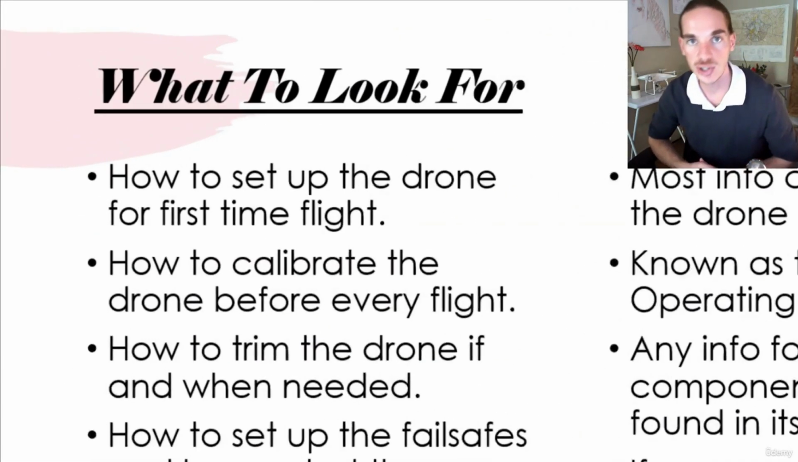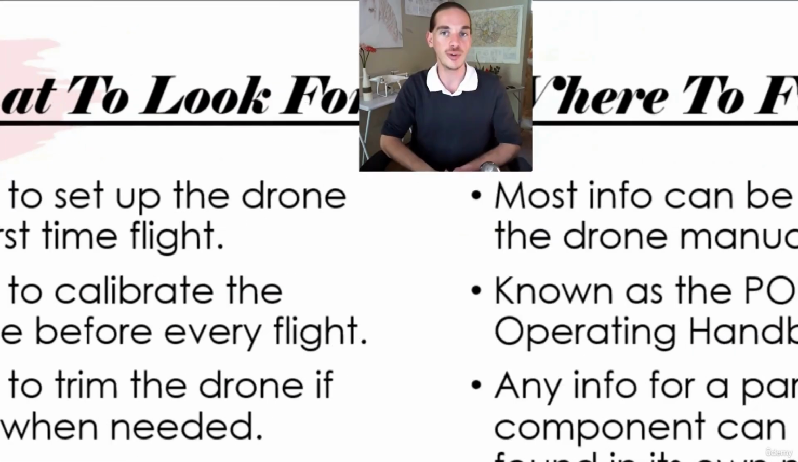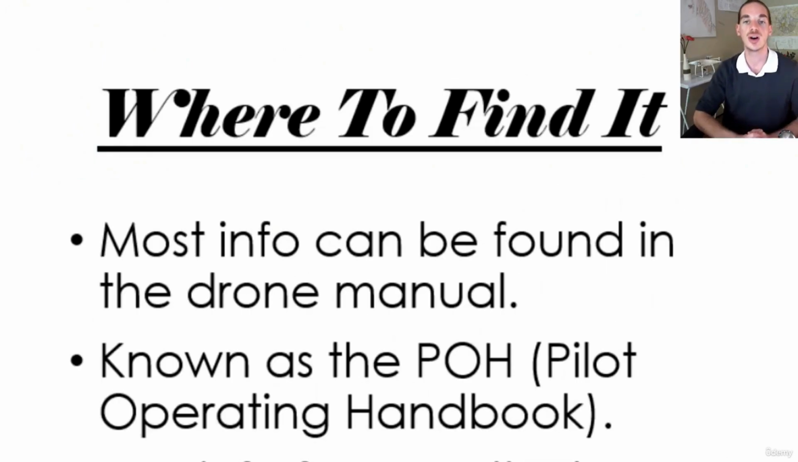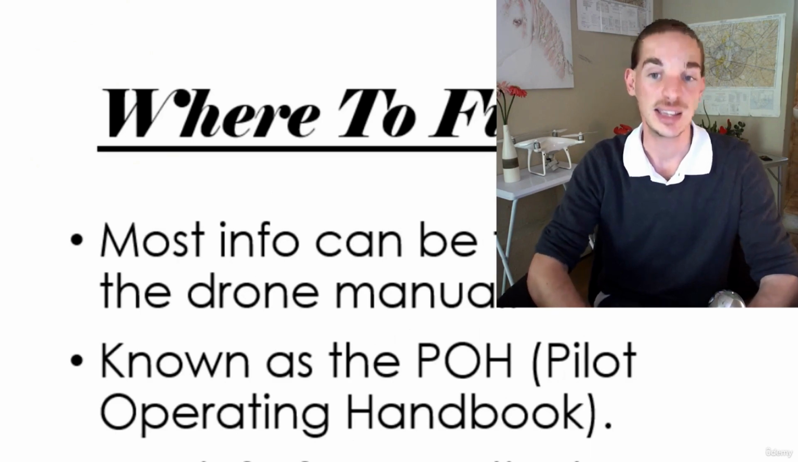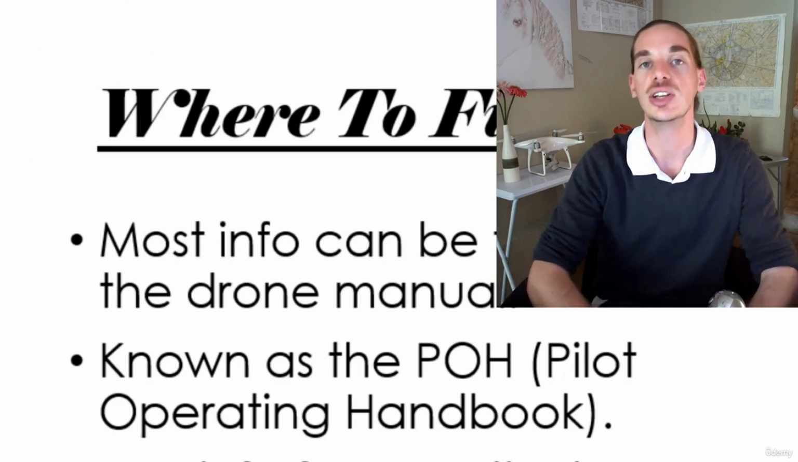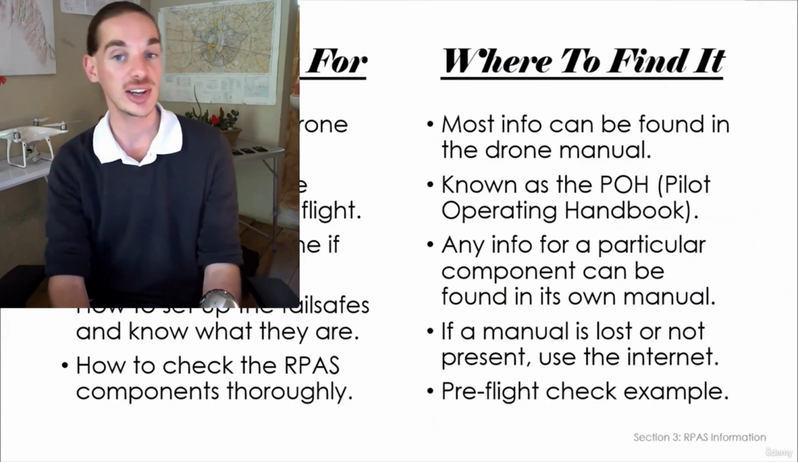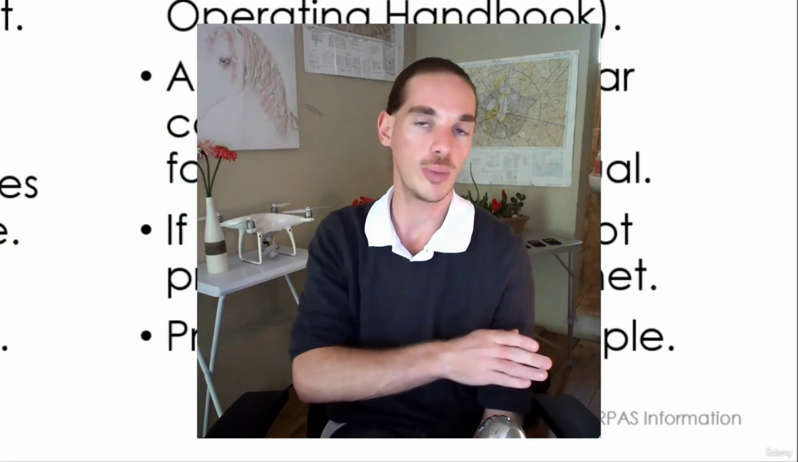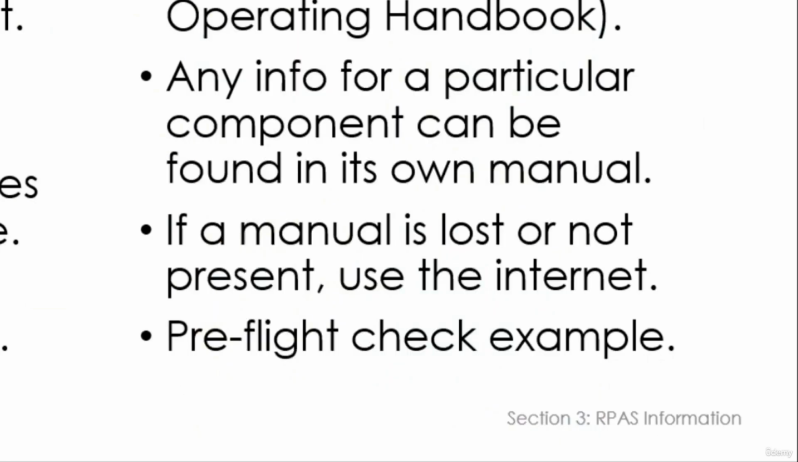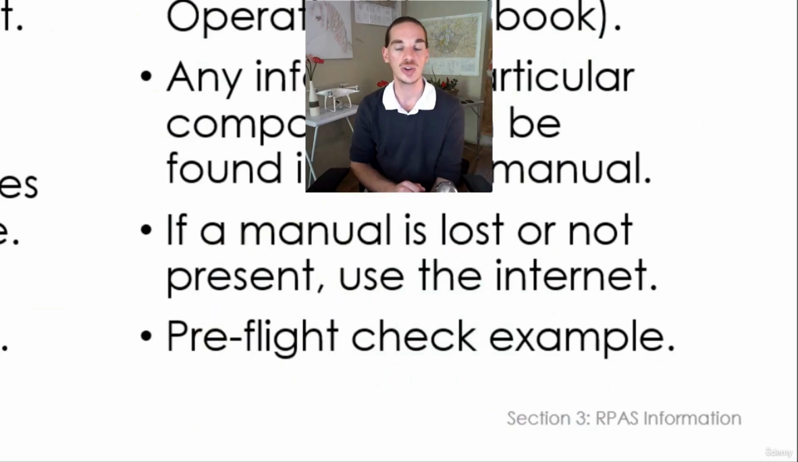Okay, now we need to know what to look for. What information are we looking for and where are we going to find it? Most of this information can be found in the drone's manual. This is known as the POH, or the Pilot Operating Handbook. It's a fancy way of saying manual, really, but it is the term that aviation uses. Any info for a particular component can be found in its own manual. This manual will come with the components. If you can't find it, if a manual is lost or not present, you can use the internet.